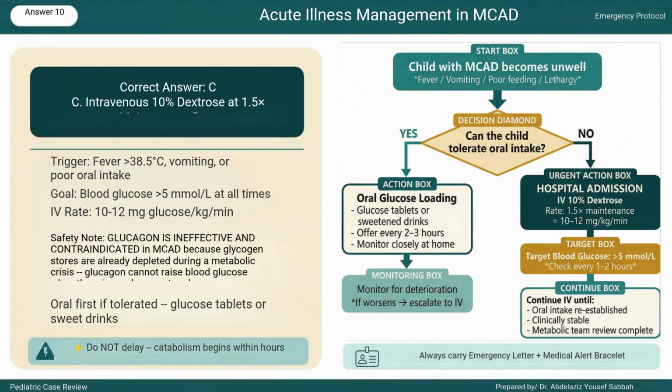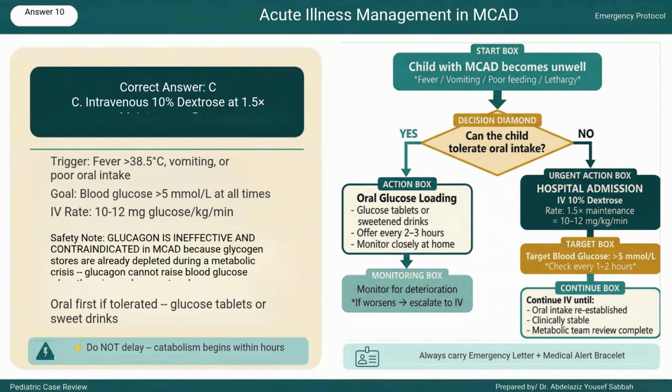This child cannot tolerate oral intake, so hospital admission with intravenous glucose is essential. The trigger for emergency intervention is fever above 38.5 degrees Celsius, vomiting, or poor oral intake. The goal is to maintain blood glucose above 5 millimoles per liter at all times, with an intravenous rate delivering 10 to 12 milligrams of glucose per kilogram per minute.